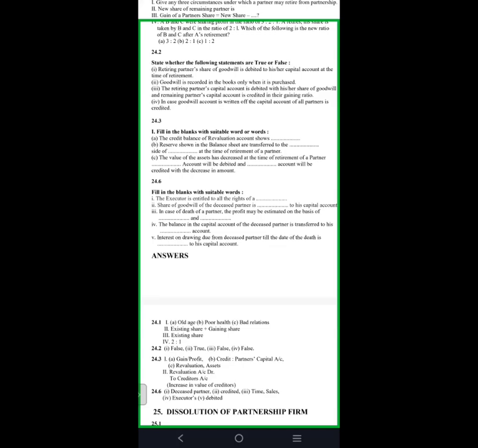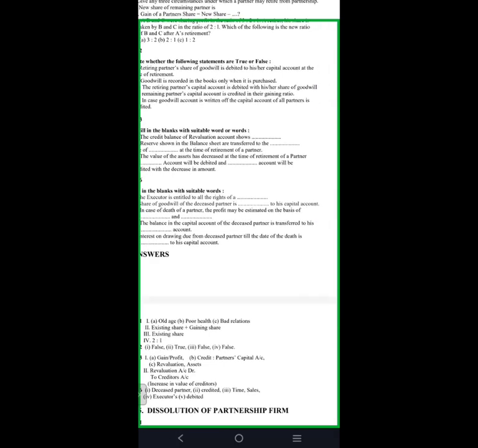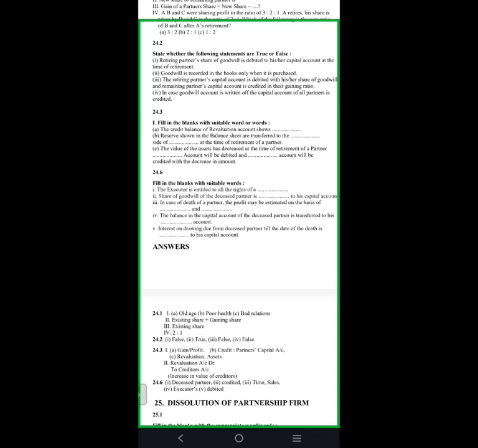Fill in the blanks with the suitable words. The executor is entitled to all the rights of a deceased partner. Share of goodwill of the deceased partner is credited to his capital account. In case of death of a partner, the profit may be estimated on the basis of time and sales. The balance in the capital account of the deceased partner is transferred to his executor's account.